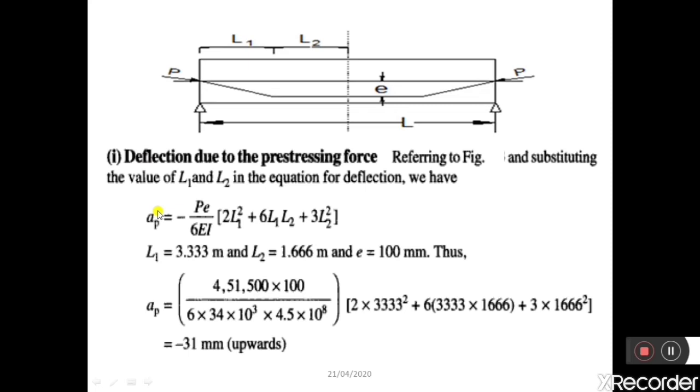Therefore deflection due to pre-stressing force is obtained by substituting the values in the equation. We know P, it is given. We know the eccentricity, it is 100. The values of E and I are given, and L1, L2 are known. Substituting the values of each term in the formula, we get deflection due to pre-stressing force equal to minus 31 millimeter. The minus sign indicates the deflection is in the upward direction.